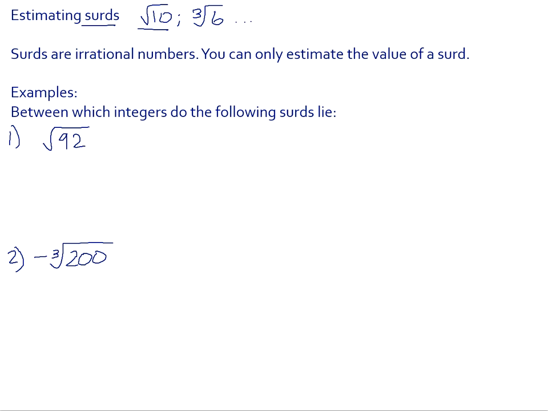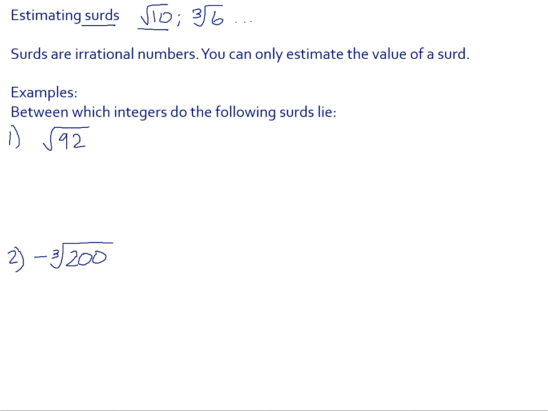You can only see the first 7 or 8 depending on how many digits your calculator displays. So you actually end up rounding off that number. So in other words, you are estimating what the value of the square root of 10 will be. So because we estimate the value of surds, it is often useful for us to know between which integers a surd will lie. Okay, so for example, number one, between which integers does the surd square root of 92 lie?